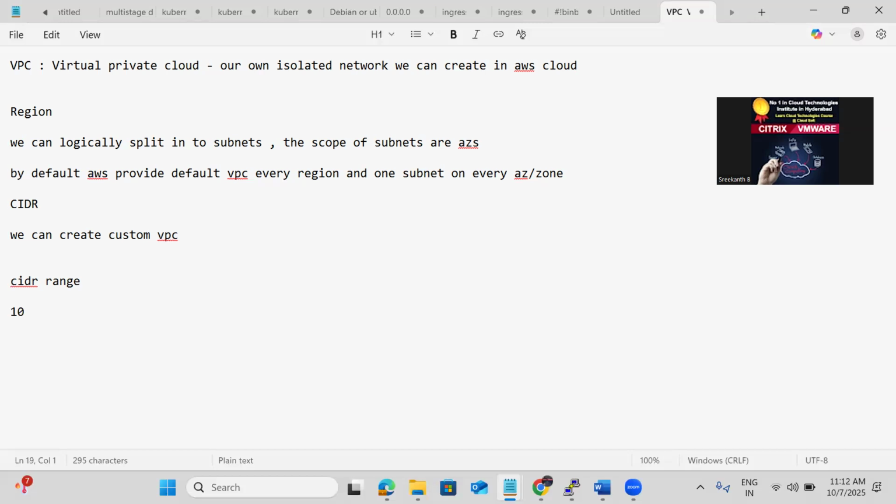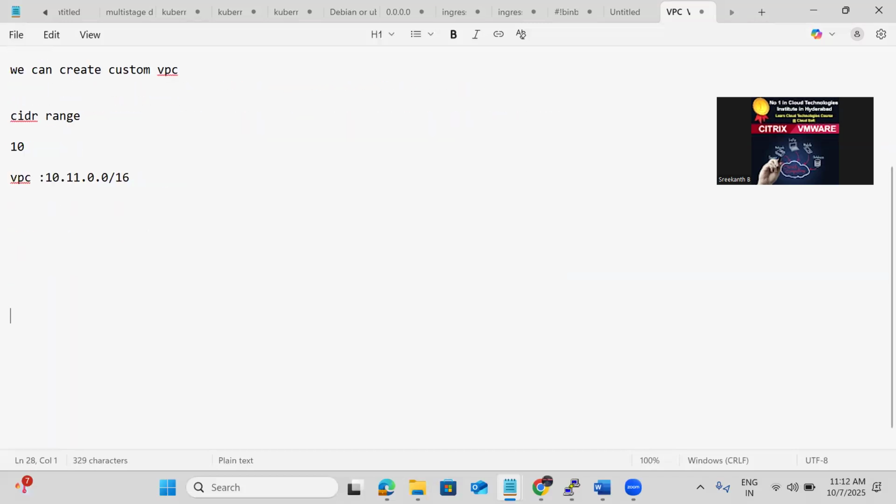For the VPC, I'm going to choose 10.11.0.0/16. This is the range I have chosen for the VPC, and from that range itself I need to choose the subnet ranges. 10.11.0.0/24 I have chosen for subnet one, and 10.11.1.0/24 for the next.